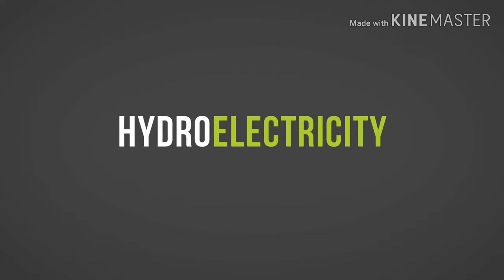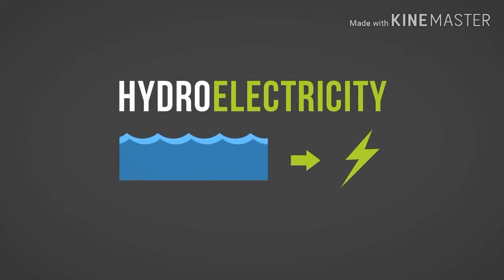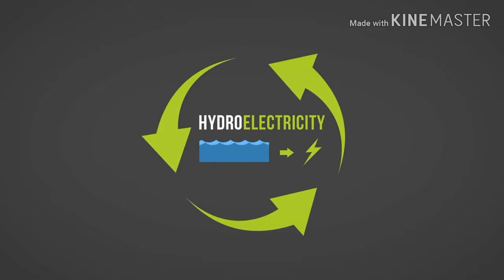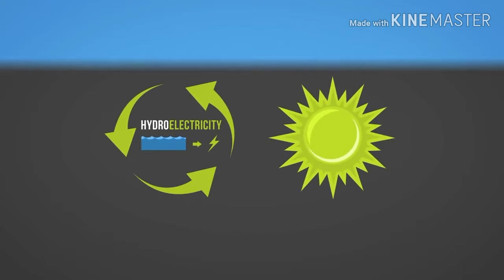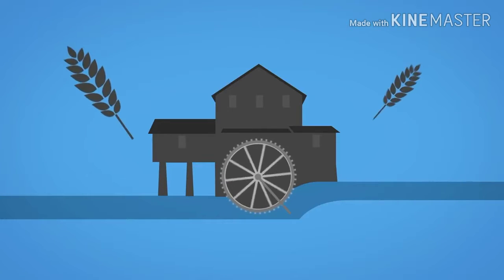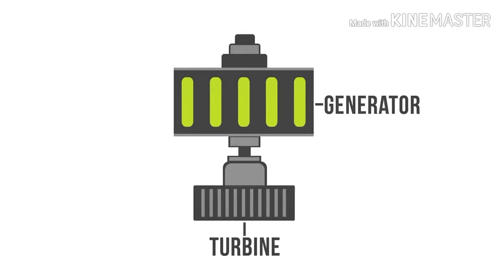Hydropower. Hydropower, or hydroelectricity, refers to the conversion of energy from flowing water into electricity. It is considered a renewable energy source because the water cycle is constantly renewed by the sun. One of the first uses of hydroenergy was for mechanical milling, such as grinding grains. But today, modern hydro plants produce electricity using turbines and generators.